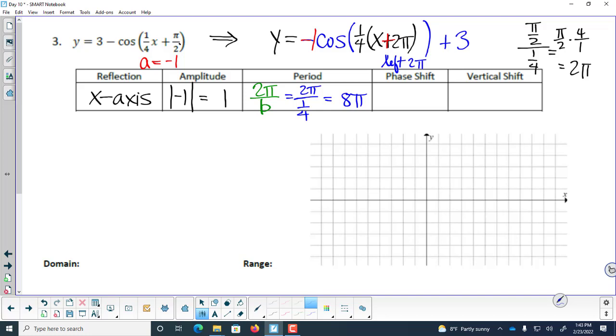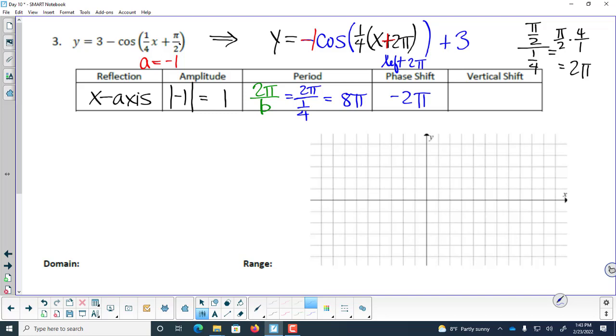What is the phase shift? It's a number where the cycle begins. What is it? -2 pi. If you're shifting to the left, your phase shift is negative. If you're shifting to the right, your phase shift is positive.